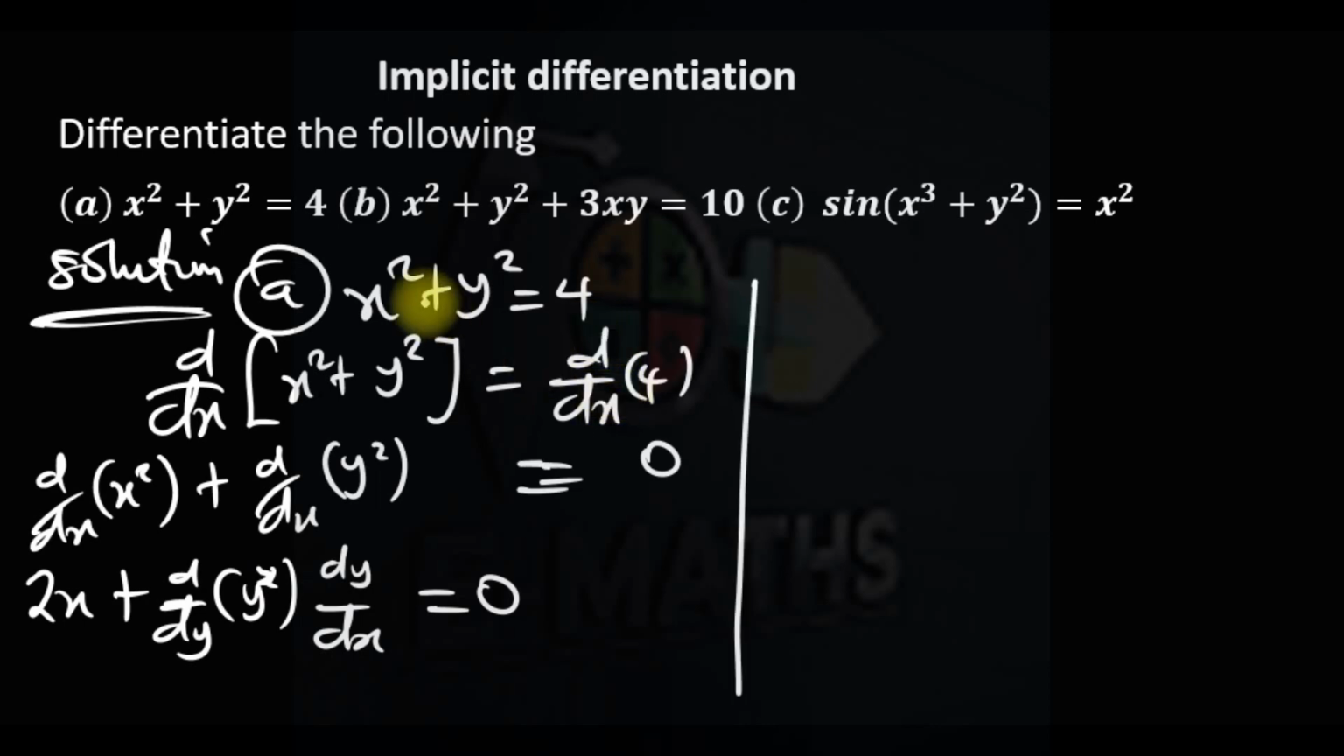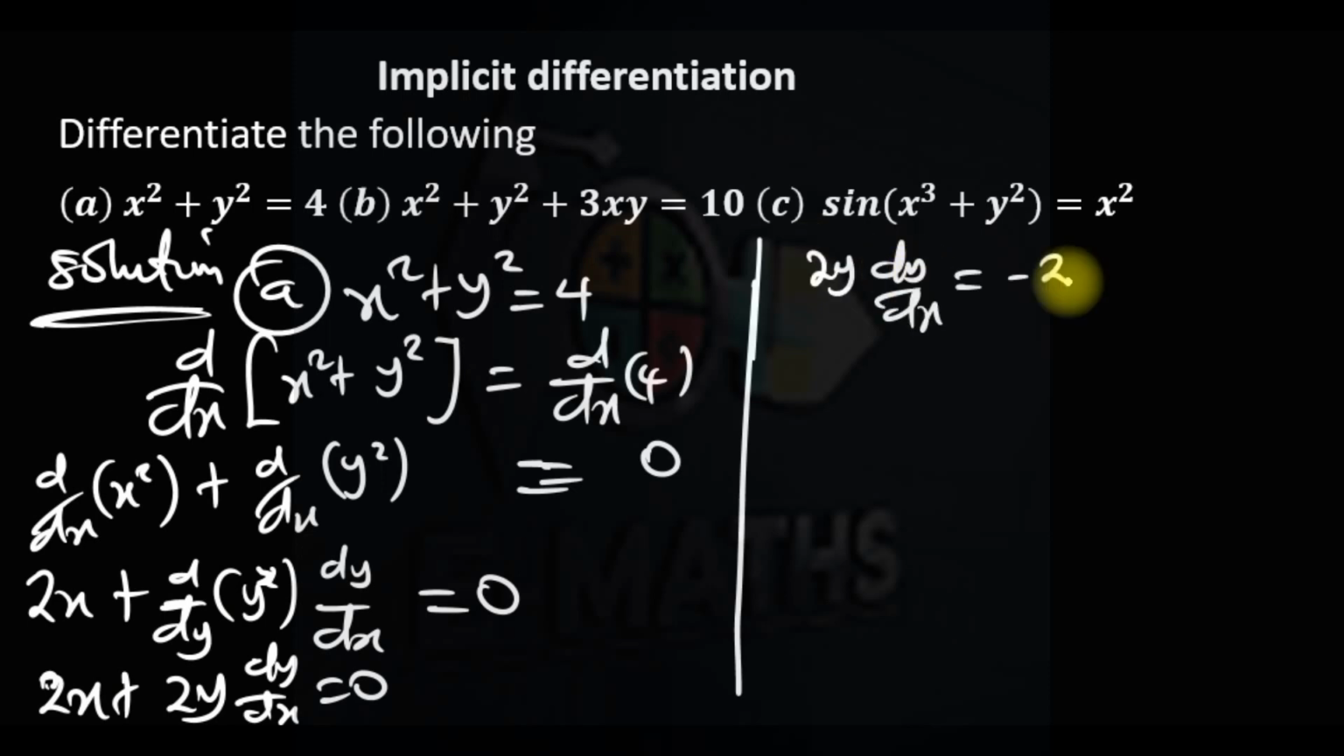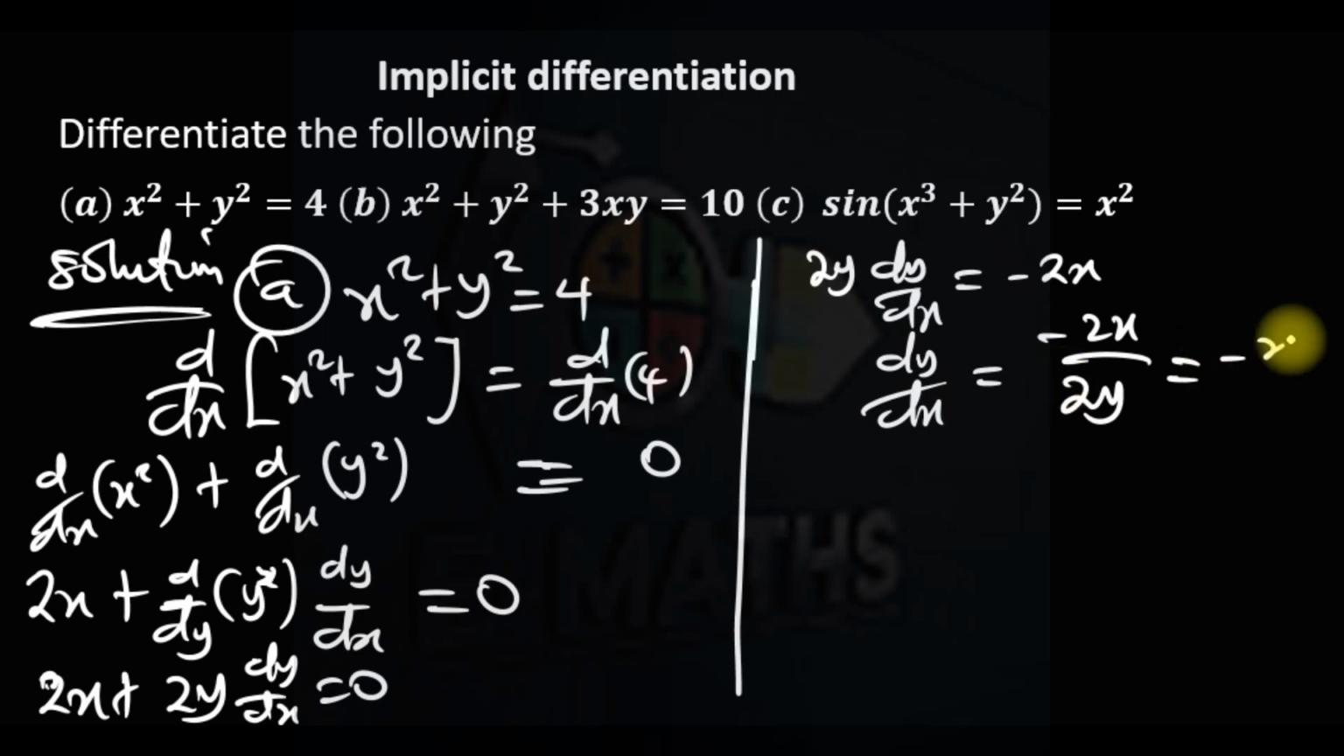Our main aim is to find dy dx. So we'll make dy dx the subject of formula. Here we can easily differentiate this now, so plus 2y dy dx equal to 0. So first of all, move this to be 2y dy dx equal to minus 2x. So dy dx, which is what we were asked to find, is minus 2x over 2y, which is minus x over y.